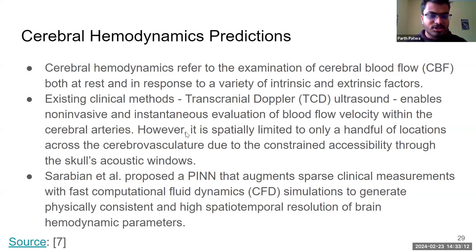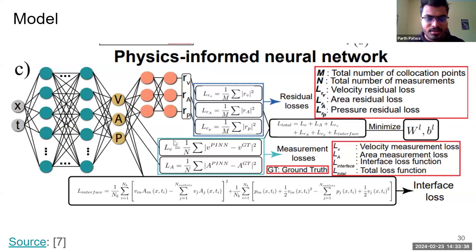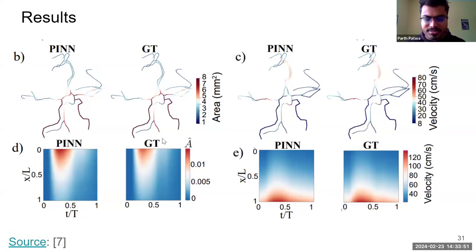And one more, last but not the least, application of this is to predict the flow of blood in the brain, which is obviously very useful to get brain health. And existing clinical methods are limited to very few locations in the brain. But in this paper, they propose a physics-inspired neural network to augment a complex architecture, but they basically use losses from physics to better create these simulations. And yes, the results are clearly better than or similar to traditional methods.